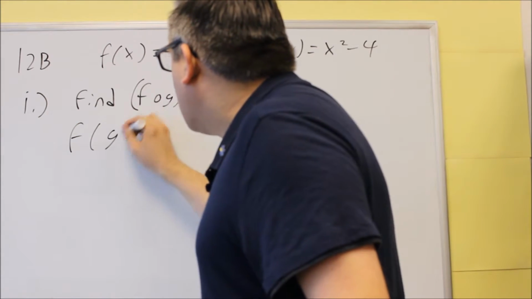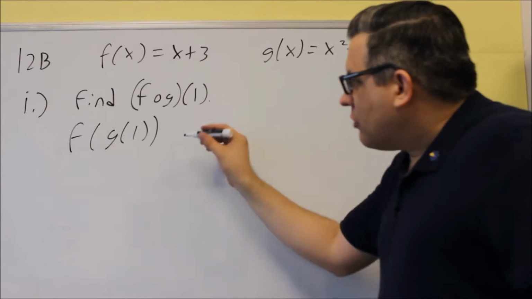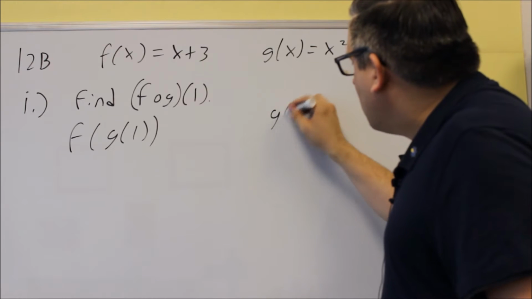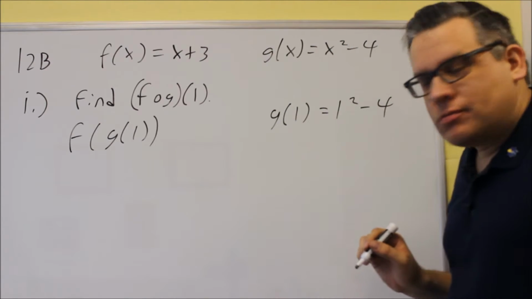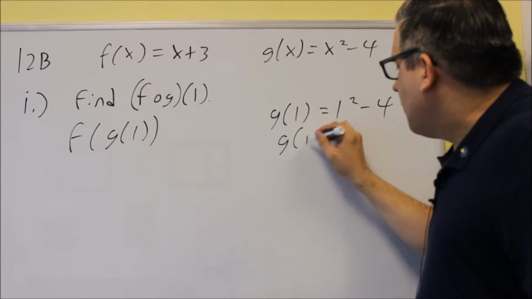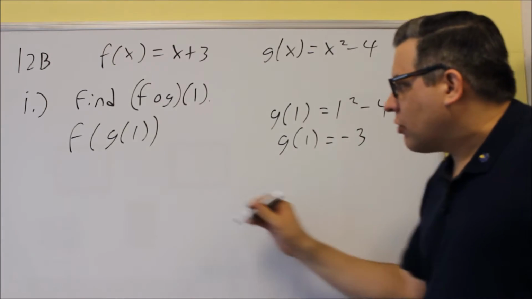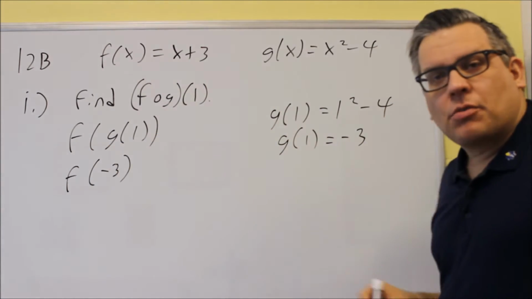So we rewrite this by using the definition, f of g of 1. It means we have to do g of 1 first, and then we'll put that answer into the f. So g of 1 is equal to 1 squared minus 4, and if we simplify that, we get negative 3. So now we have negative 3, we're going to put that into here in place of g of 1.